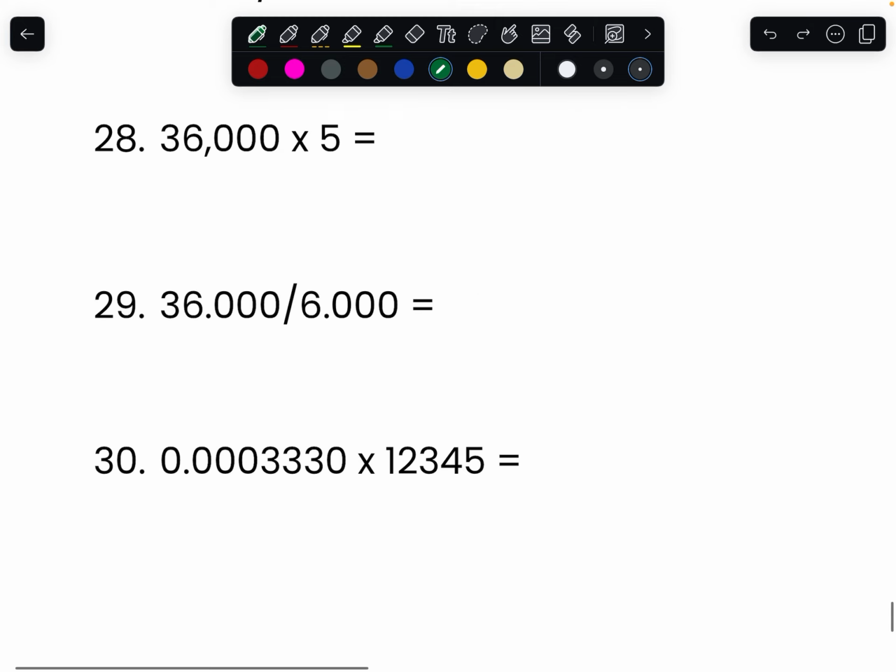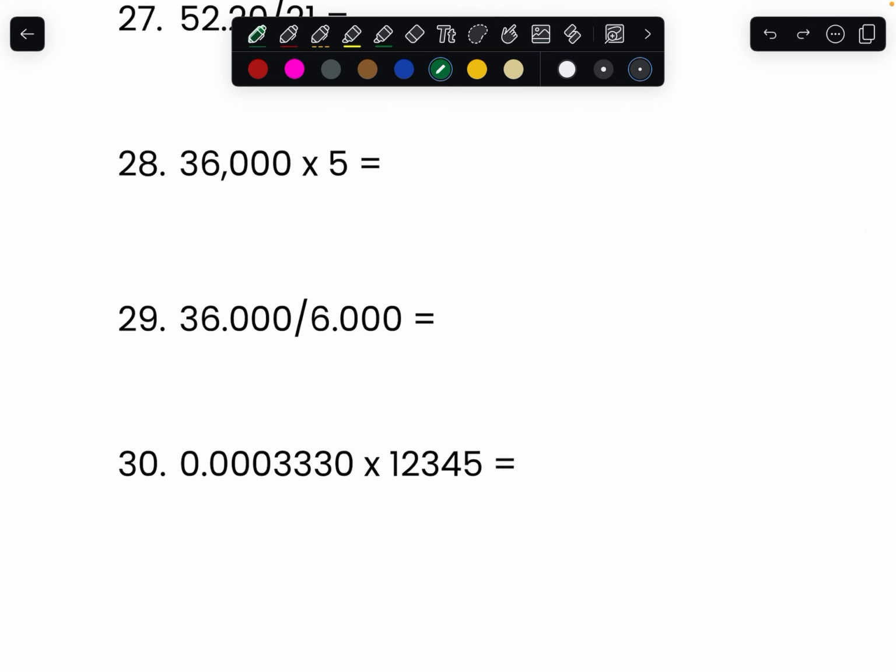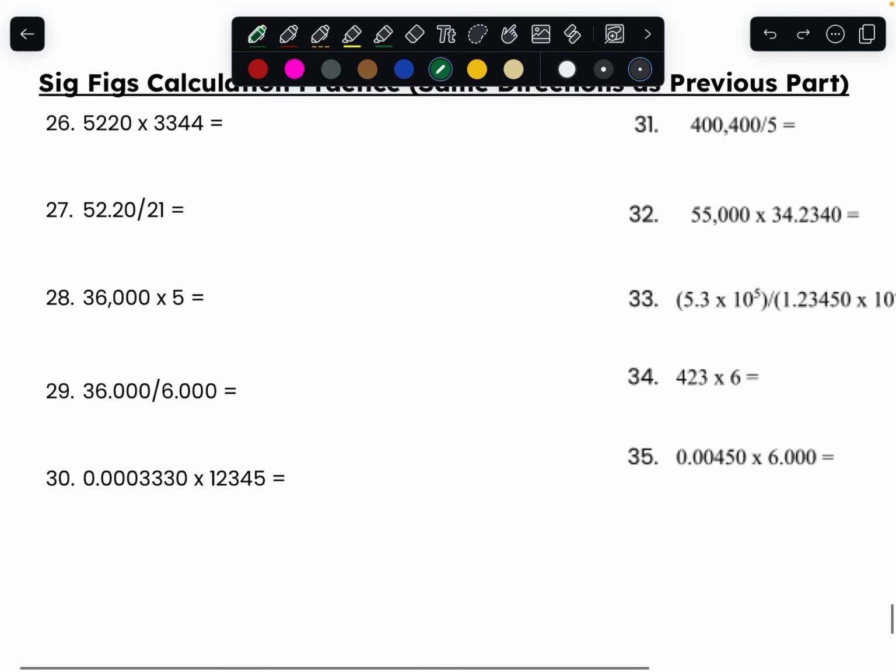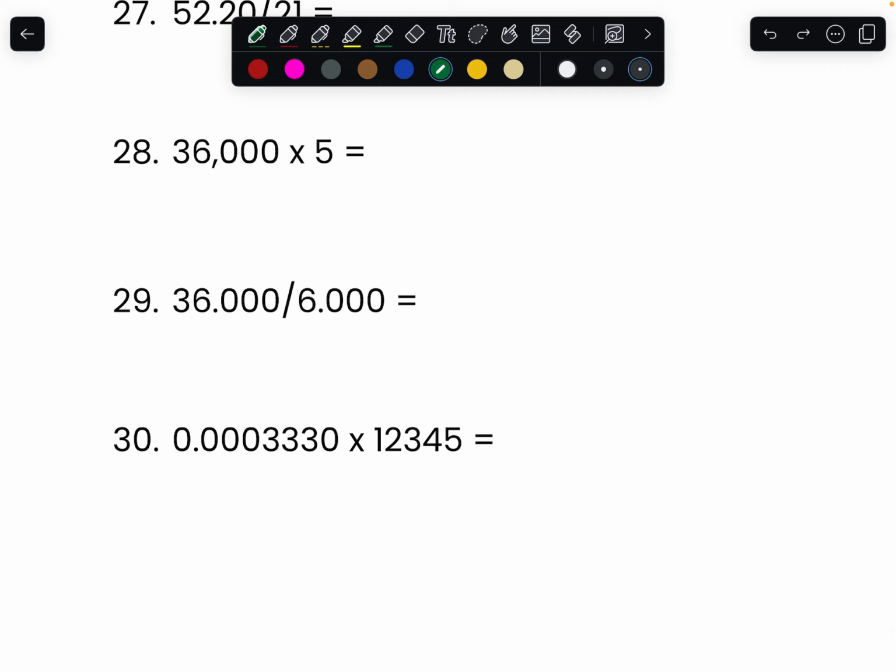If this comes out to a number that's between 1 and 10 already, I'm just going to show you one of them I know that's going to. So number 29, if you divide 36.000 by 6.000, your answer in the calculator will spit out to be 6, obviously, because 36 divided by 6 is 6. I see here that I have 1, 2, 3, 4, 5 sig figs, as all of these are right zeros. I see here that I again have 4 sig figs with 3 right zeros.